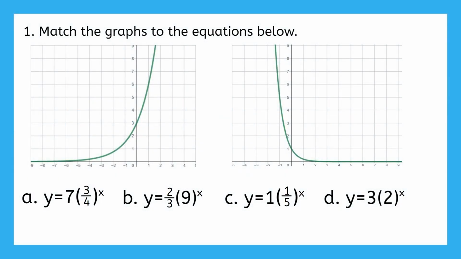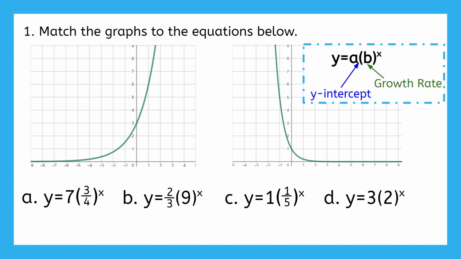Okay, we need to match these graphs to their respective equations. What do we need to determine in order to do that? Based on our a and b values, we can tell a few things. Remember, our a value is our y-intercept, and our b value tells us our growth rate, which signifies steepness and exponential growth versus decay. Pause the video and try this question on your own.